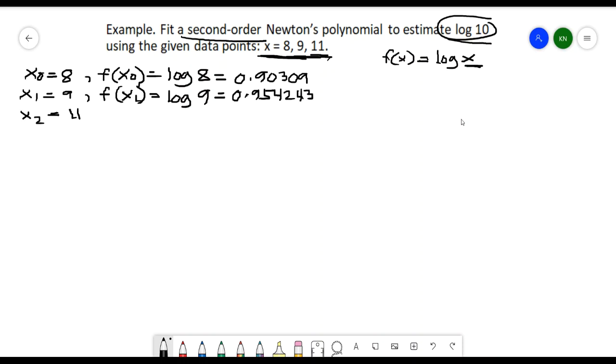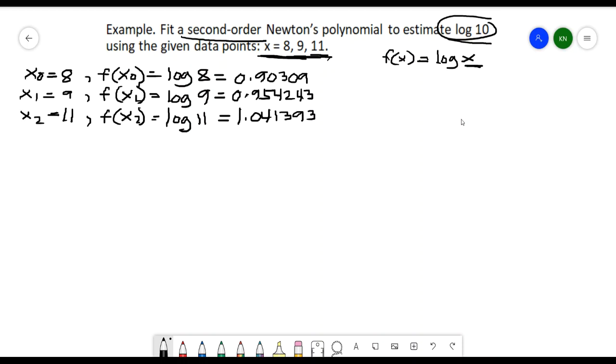Log of 9 is equivalent to 0.954243. And for log of x sub 2, which is equivalent to 11, log of 11 is equivalent to 1.041393.